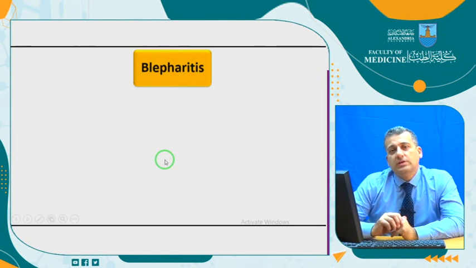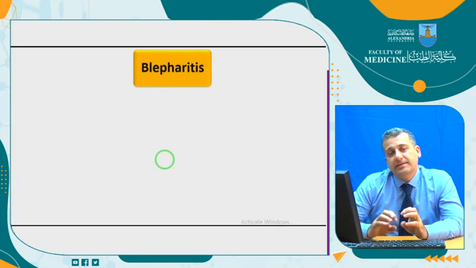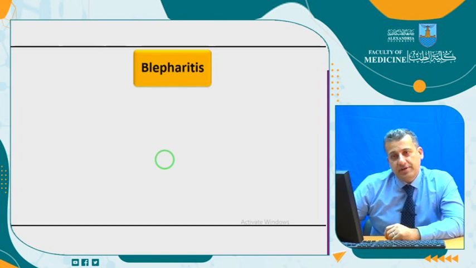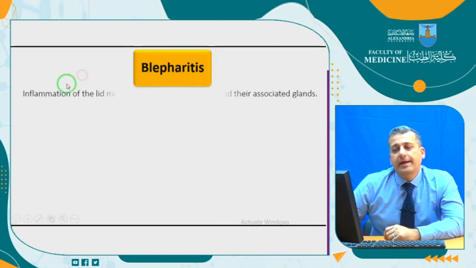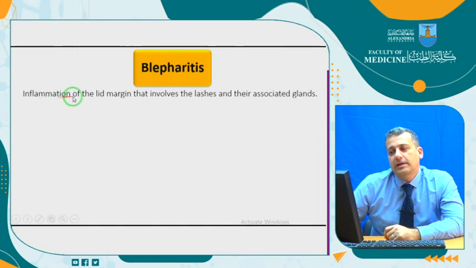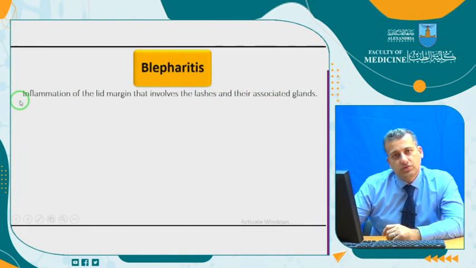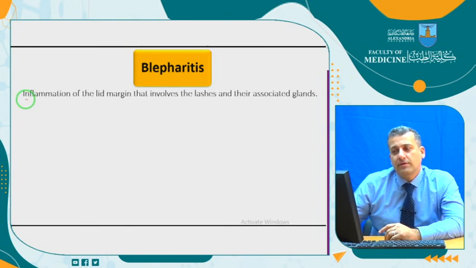Okay, we talked about the localized inflammatory swellings in the lid. We're going to now talk about the lid margin inflammation, which is called blepharitis. It is defined as inflammation of the lid margin that involves lashes and their associated glands. Inflammation, again, redness, hotness, swelling, and so on. So, as we said before, this is an acute inflammation. However, this is chronic inflammation.